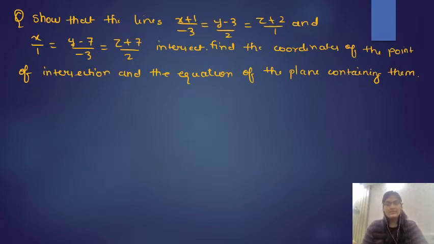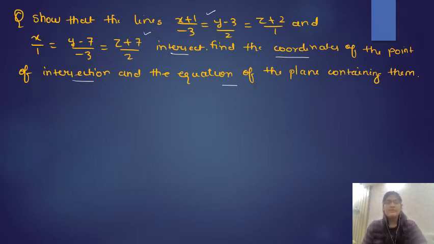Now you can see here what is given to you are these two equations, and we have to show that they are intersecting. That means they have a common point. Thereafter you need to find out the coordinates of the point of intersection and then the equation of the plane which is containing them. Okay. So how will we do it?